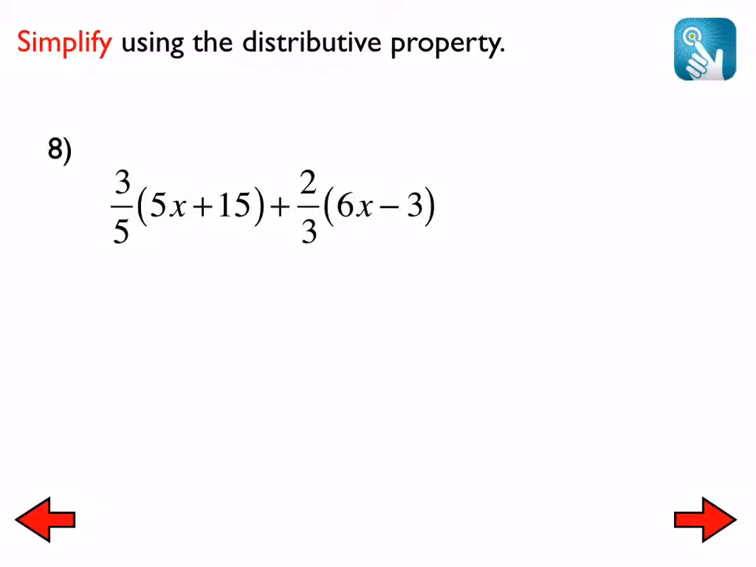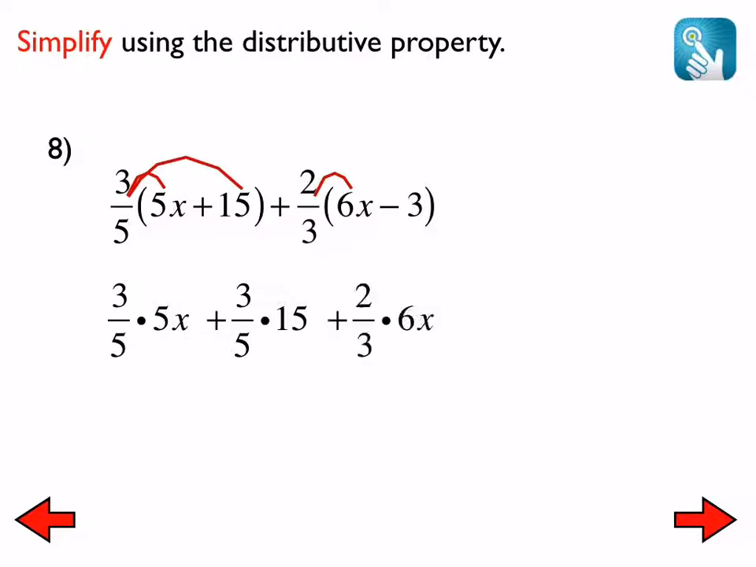So number 8, we use the distributive property twice. 3/5 times 5x is 3x. 3/5 times 15 is 9. And we don't always just end up with integers there. It just happens to work out that way in this one. 2/3 times 6x is 4x. And 2/3 times 3 is 2, or subtracting 2 there.